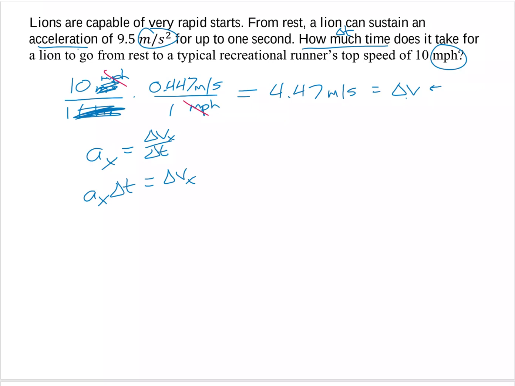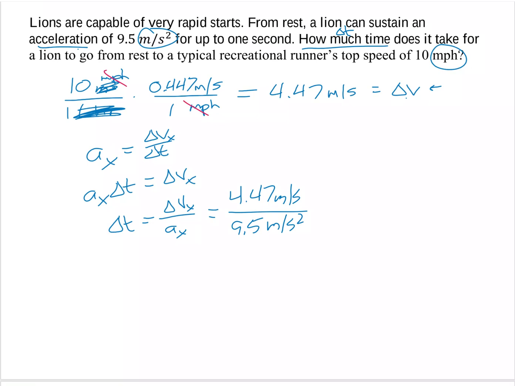I'm just solving for delta t. Divide both sides by the acceleration. So now I have delta t equals delta v_x over a_x. Now I have delta t by itself. I know what delta v is, and I know what the acceleration is because it was given to me, so I can plug these numbers in. I have 4.47 meters per second divided by the acceleration, which was given as 9.5 meters per second squared.